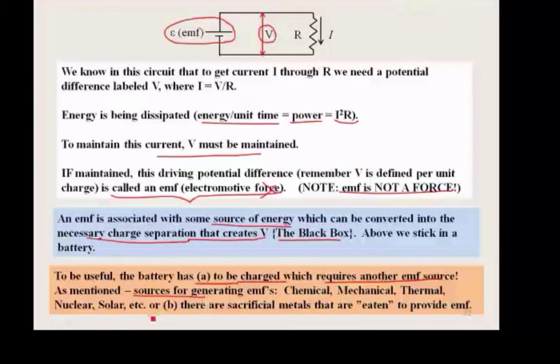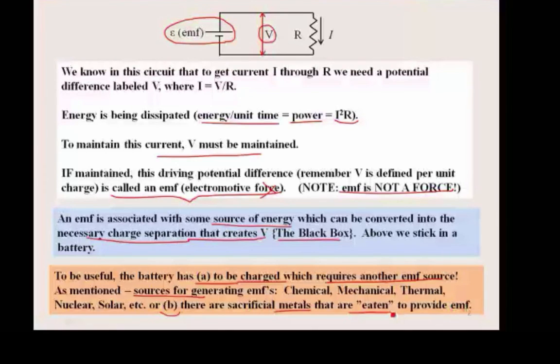The other way is that you have a battery where you sacrifice metals to make ions in the solutions that are used in the battery, and these are eaten up to provide the EMF. And of course they have a finite lifetime, because when the electrodes are finally eaten up, you're done.